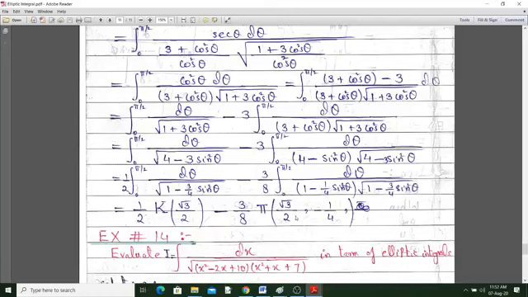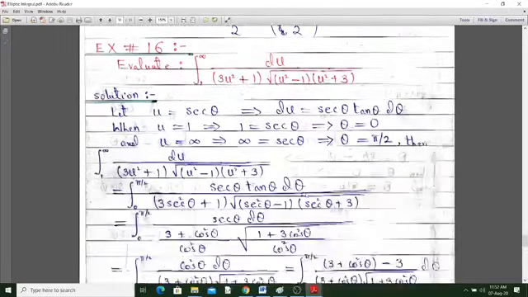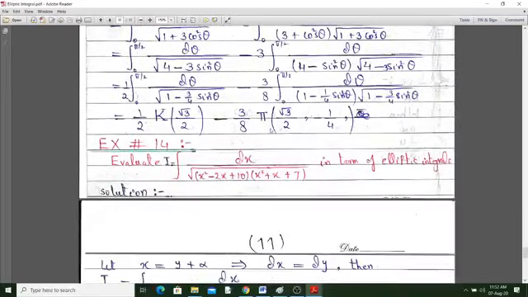K is root 3 by 2. What is n? n is minus 1 by 4. And because this is complete, there is no need to write the angle pi by 2. So this is our answer, where we convert this integral into the elliptic integral.